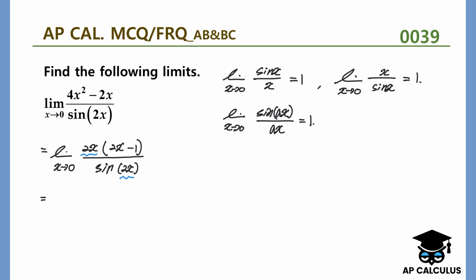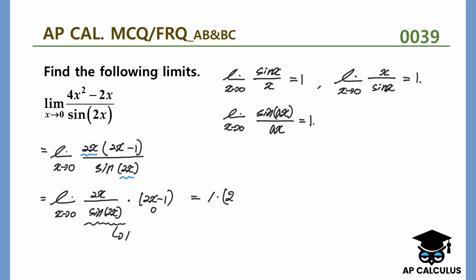So let me rewrite this expression. That's 2x over sine 2x times (2x minus 1), and this first expression approaches 1. And we're going to substitute 0 for x. So that's going to be 1 times (2 times 0 minus 1). Oh, I'm sorry, that's actually 1 times negative 1, so that's going to be negative 1.